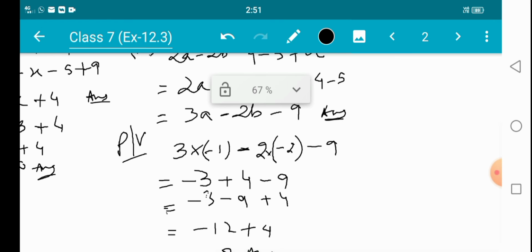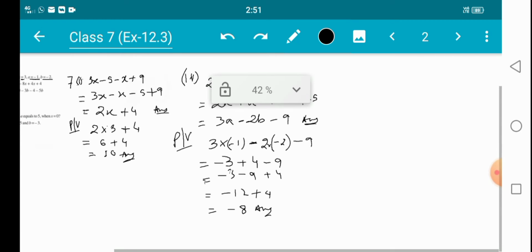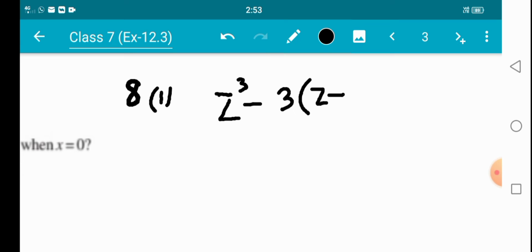First answer was this one, where we found the value of the simplification. You can see the complete sum. Now the sum is z cube minus 3 into z minus 10.